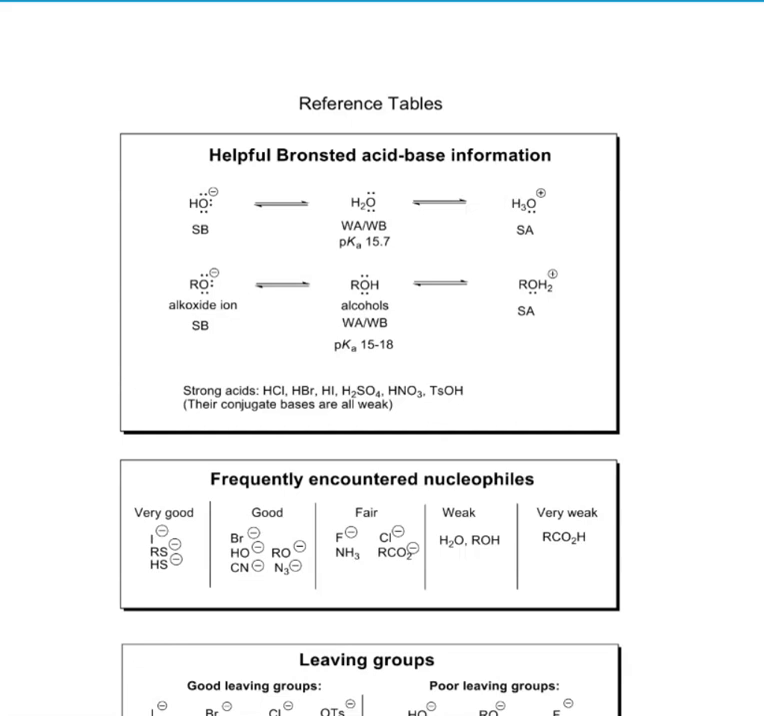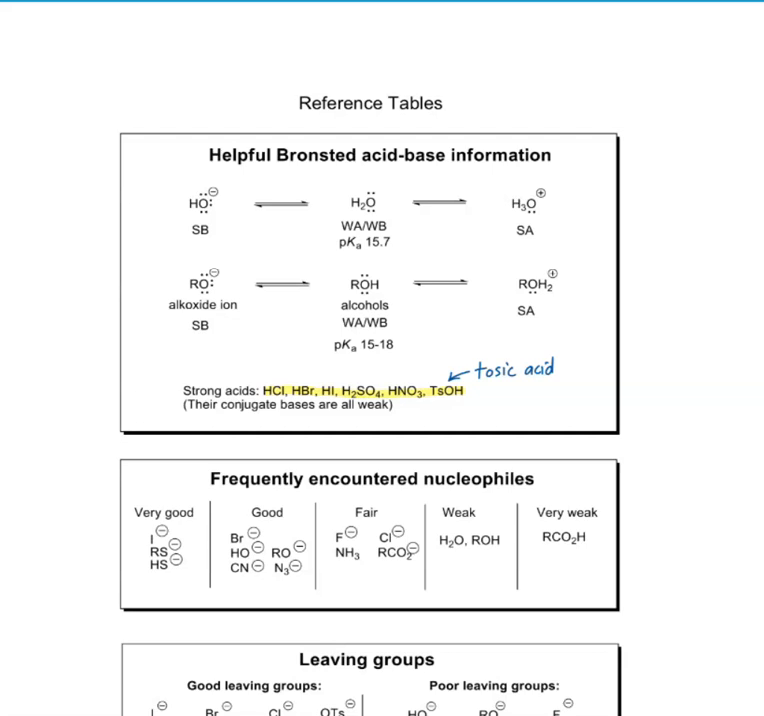So one place to start, if you haven't done this already, is to make sure that you know the strong acids. So the ones from general chemistry, HCl, HBr, HI, sulfuric and nitric acids, as well as TsOH, which is tosic acid. So that's a strong acid that's used by organic chemists. So tosic acid. And also to remember that because these are strong acids, all of their conjugate bases are weak.